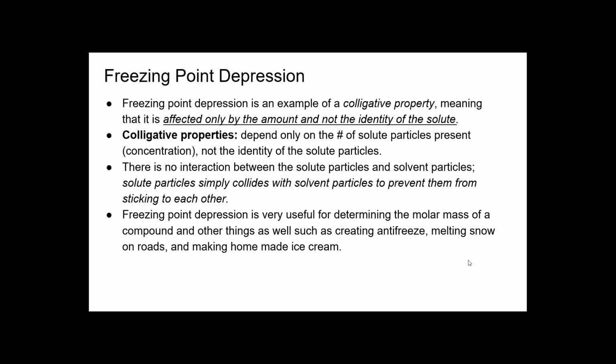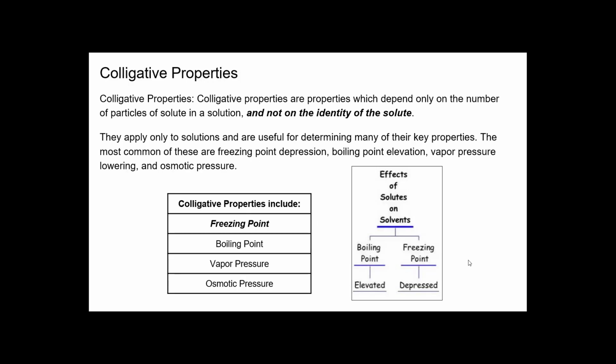Colligative properties depend only on the number of solute particles present and not the identity. There's no strong interaction between the solute particles and the solvent. They simply are colliding, they're blocking. Freezing point is very useful for discovering the molar mass of compounds, antifreeze, melting snow, making homemade ice cream, which I've never done, and so forth. So colligative properties do not need to know the identity of the solute.